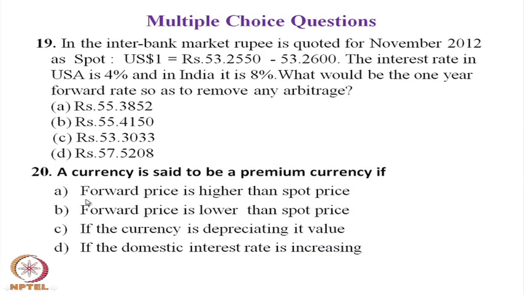If the rupee is depreciating, the forward price is lower than the spot price, so it is a depreciating currency. A premium currency is a currency whose value is increasing, so the forward price is higher than the spot price. This is the answer to all 20 questions. Let us move to the short questions.